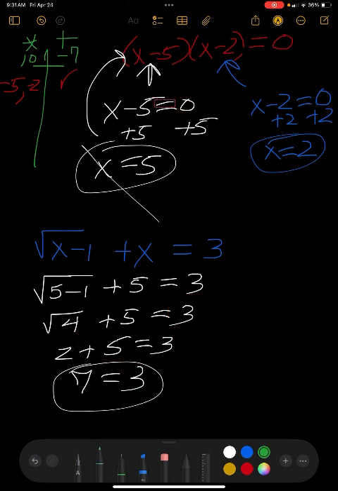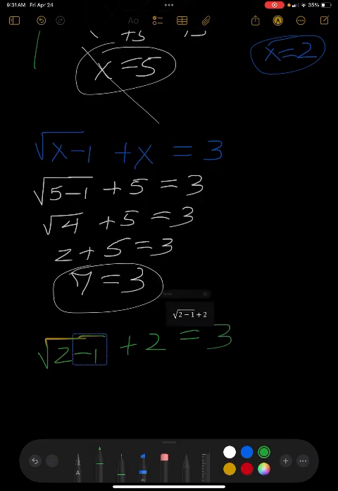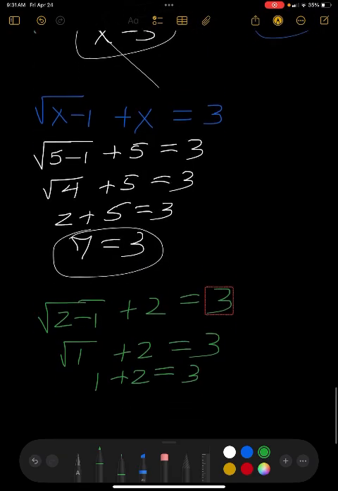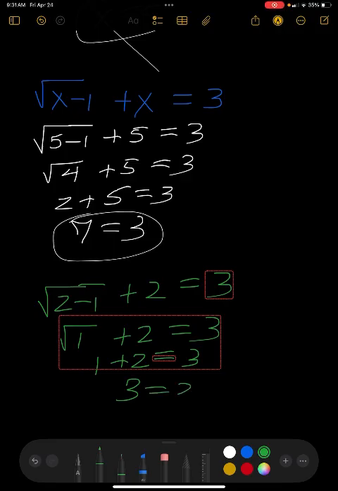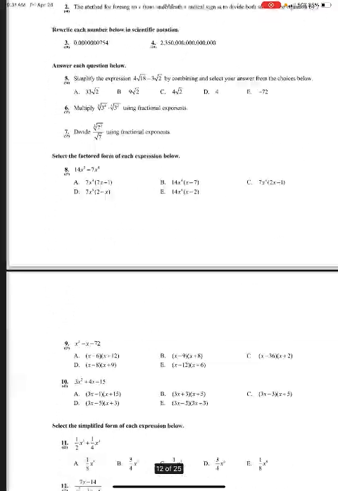It doesn't work. All right, let's try the other one. Let's try x equals 2. Square root of 2 minus 1 plus 2 equals 3. So square root of 1 plus 2 equals 3. And yep, that worked. 3 equals 3. So the solution to this, even though we got 5 when we worked it out, this is the one that actually works there. All right, next lesson.